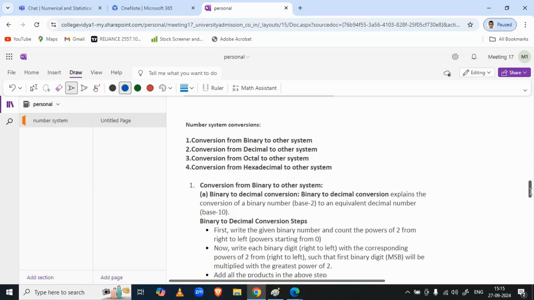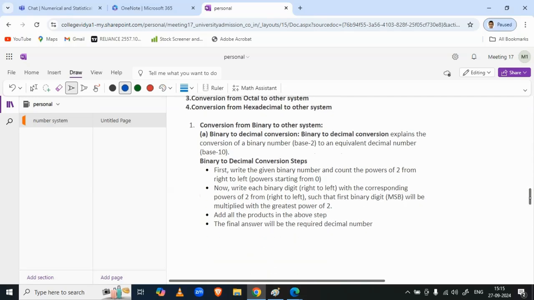Firstly, we will discuss binary to decimal conversion. So how will we perform binary to decimal conversion? These are the conversion steps. First, write the given binary number and count the power of 2 from right to left. Now, write each binary digit with the corresponding power of 2, such that the first binary digit, the MSB, will be multiplied with the greatest power of 2, and add all the products. After this, the final answer will be the required decimal number.